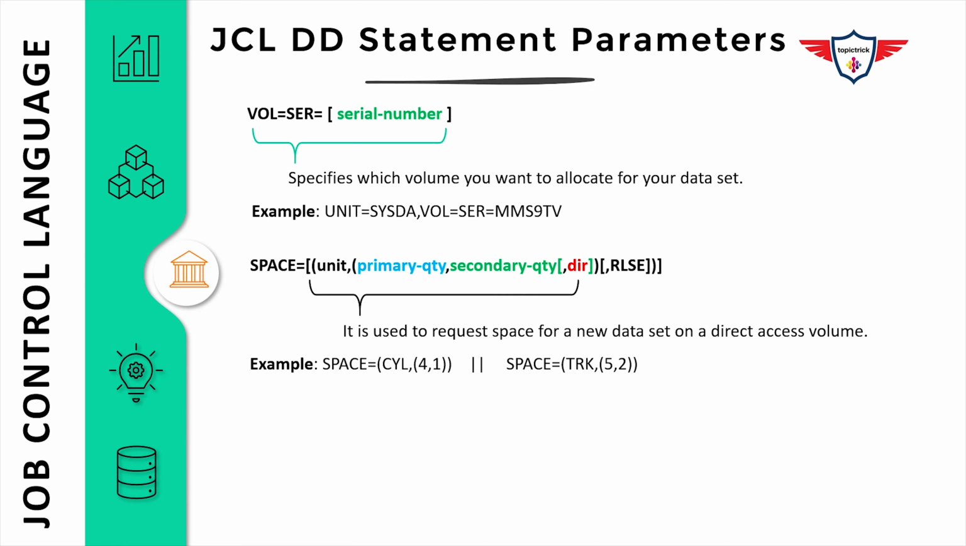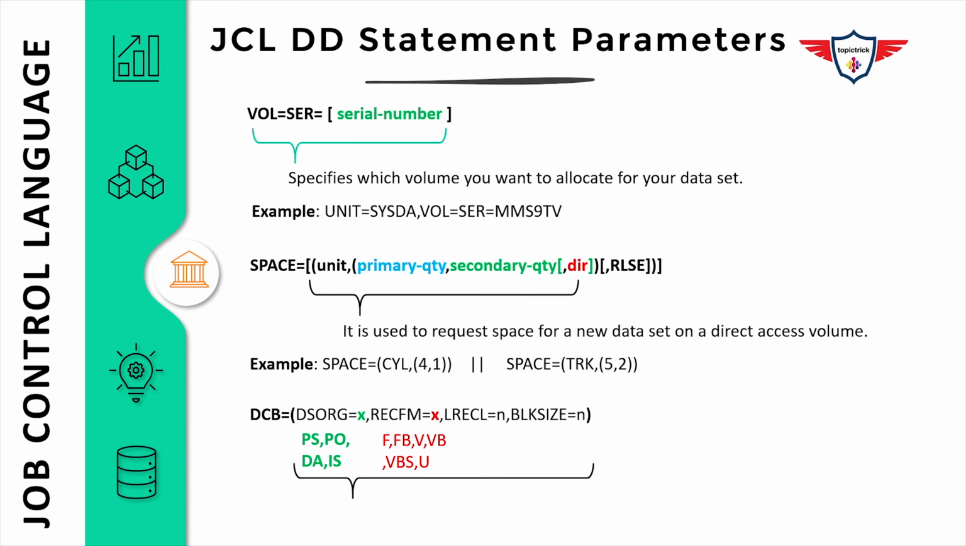The next subparameter is dir, and it is used to specify the directory blocks that need to be allocated for a partitioned dataset. The next parameter is release, and it is used to free the unused space once the dataset is closed. Now let's move on to the last parameter, that is the DCB parameter, and it is generally used to specify the attributes of the file.